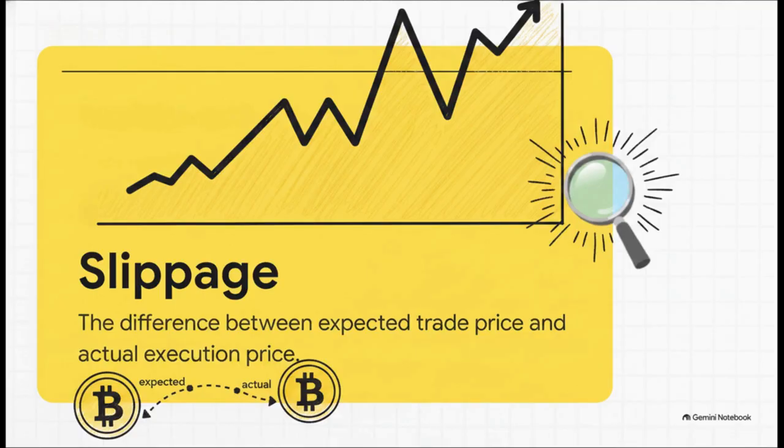Imagine you hit buy on a market order when Bitcoin is sitting at exactly $50,000. But the market is moving so incredibly fast that by the time your order reaches the exchange, maybe just milliseconds later, the price has jumped to $50,050. That $50 difference? That is slippage. It's the gap between your expected price and your actual execution price. And honestly, it's just the inevitable tax you pay for market volatility.